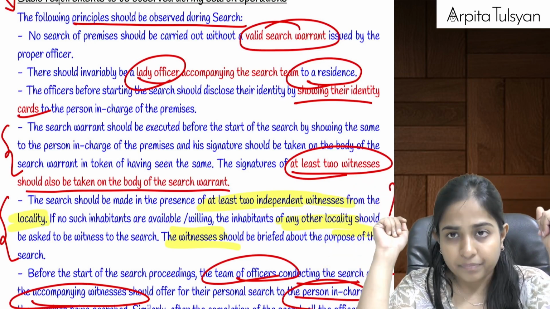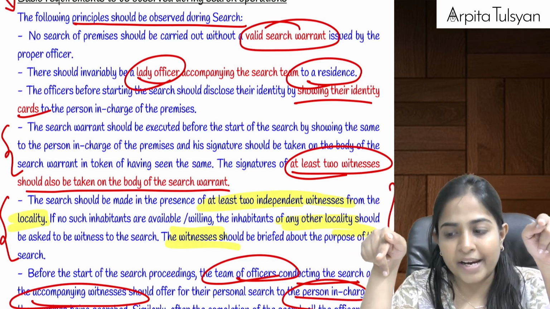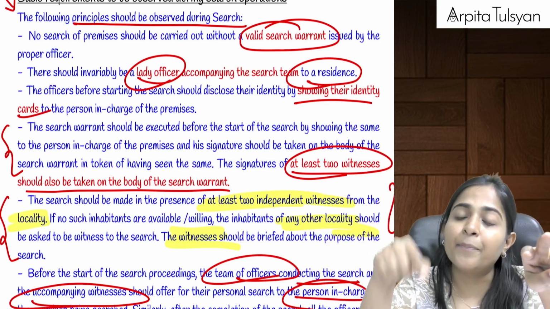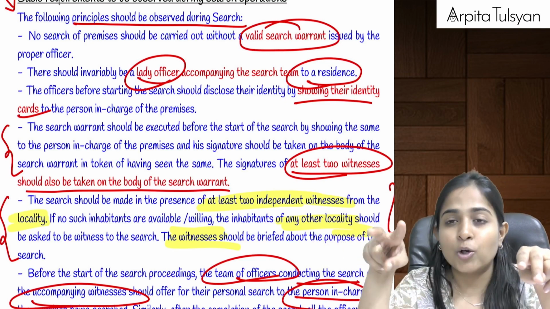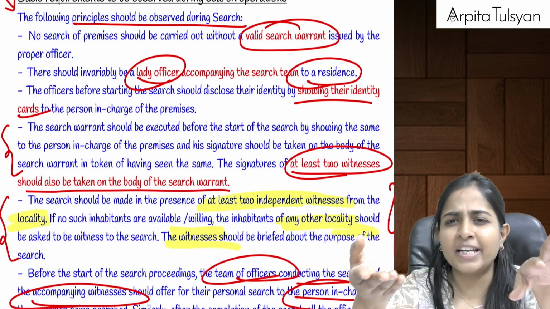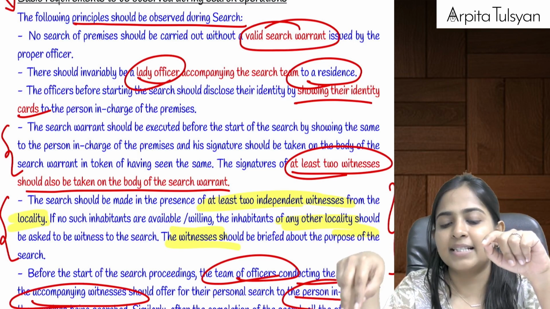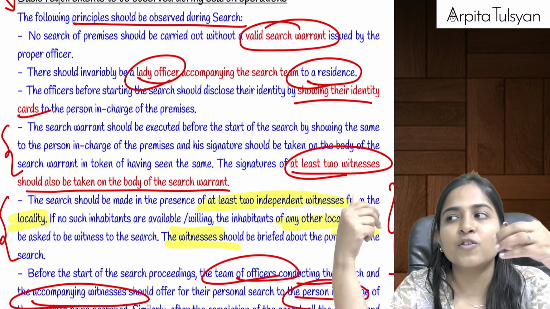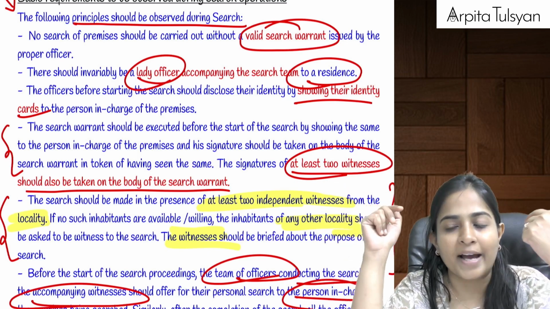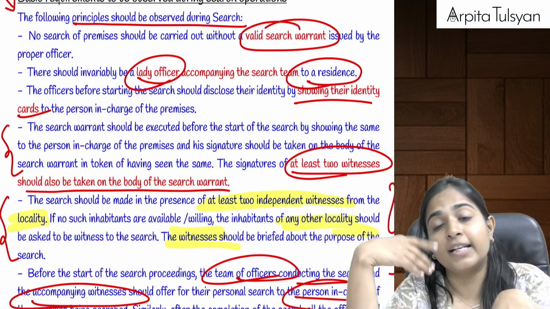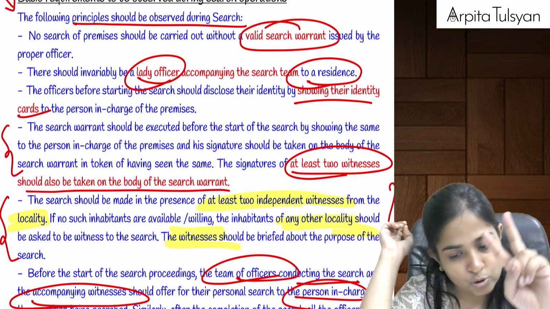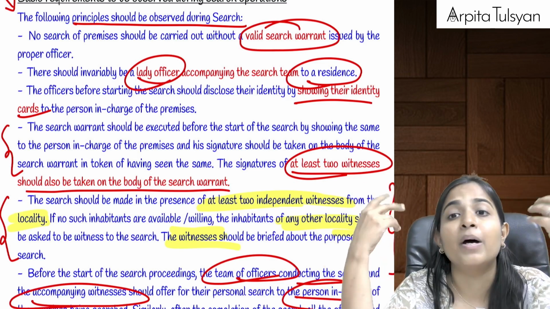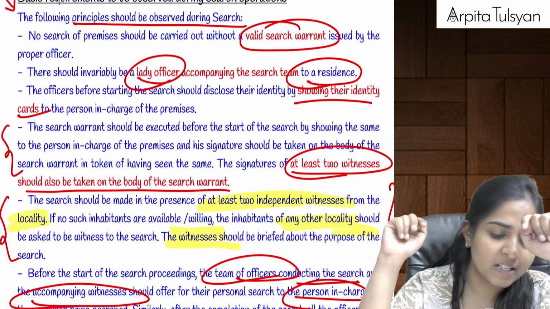Then before starting the search, make sure that you have at least 2 independent witnesses available with you from that particular locality. You must have seen this in movies, na? 2 independent witnesses from that particular locality should be present to witness the search. If someone is not willing to come from that particular locality, then take 2 witnesses from any other locality, but at least 2 witnesses should be there and they should be briefed about the purpose of the search, that why are we conducting this search.